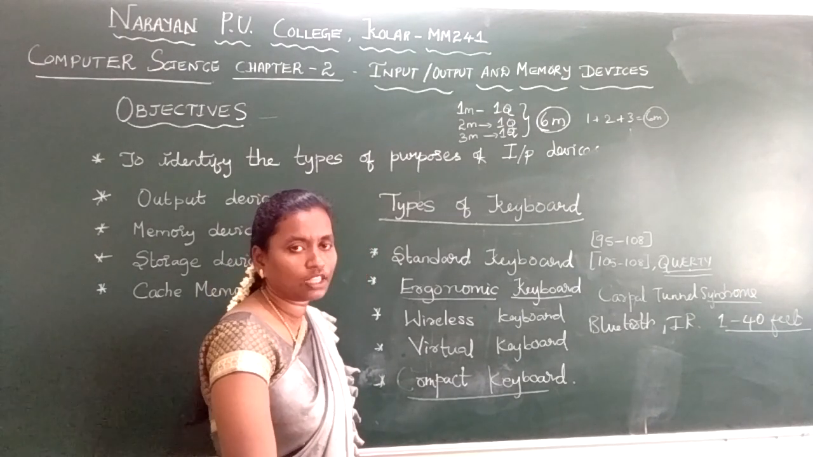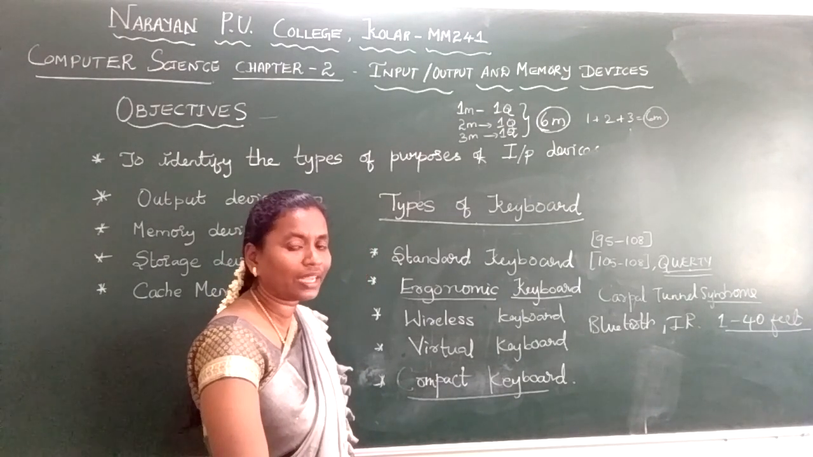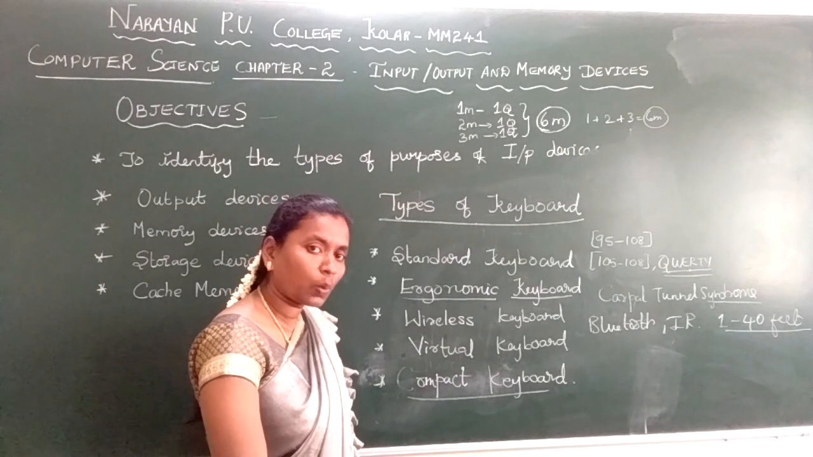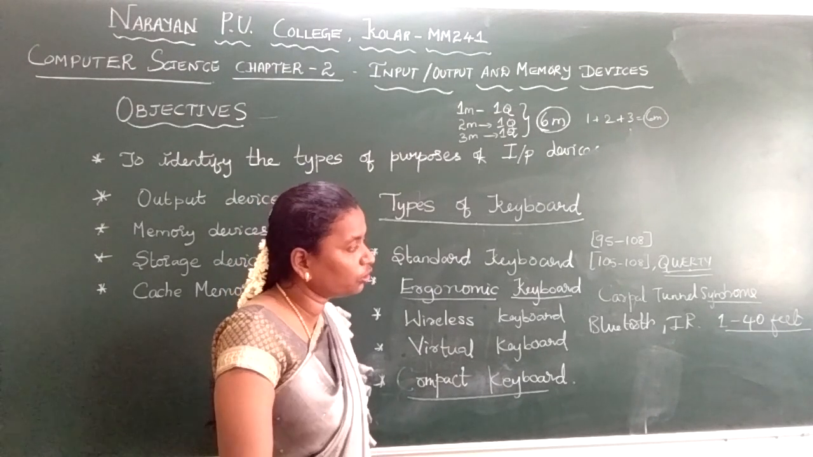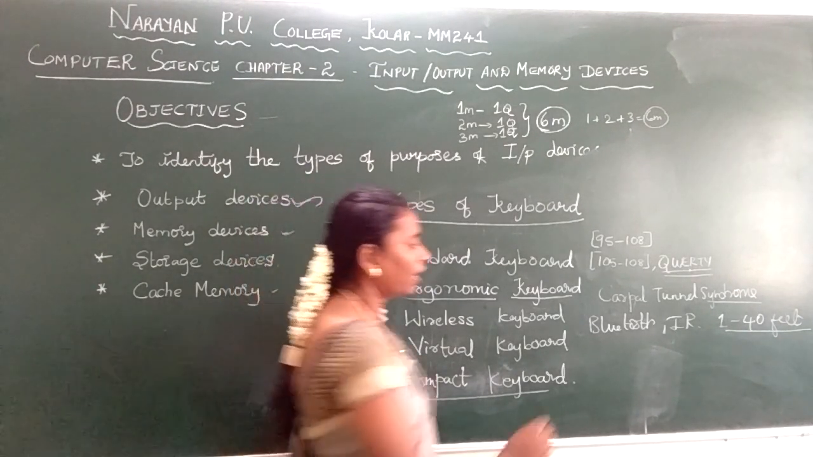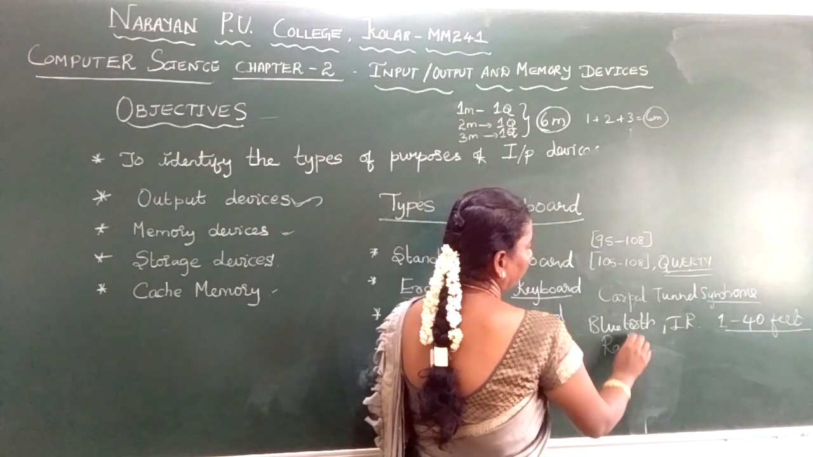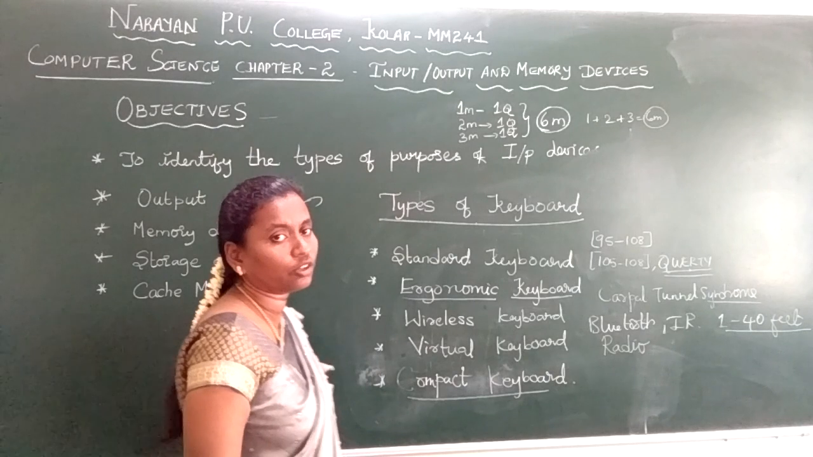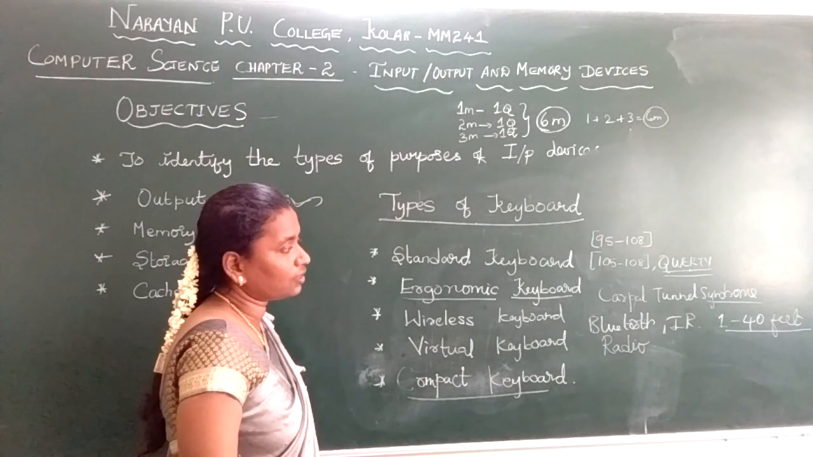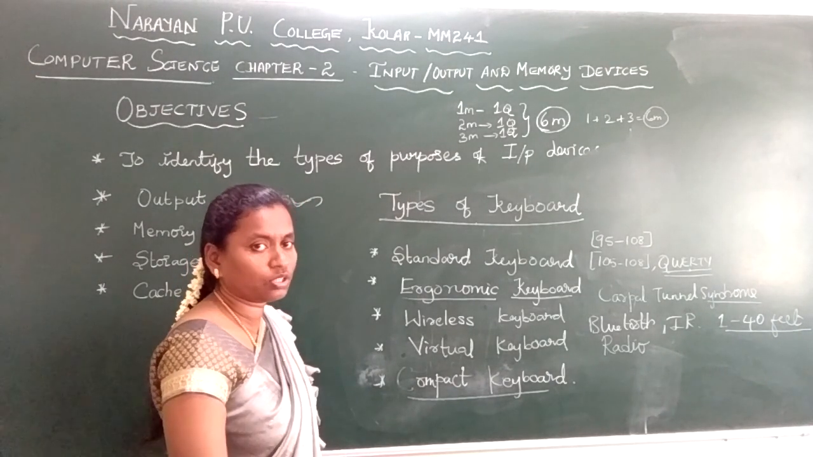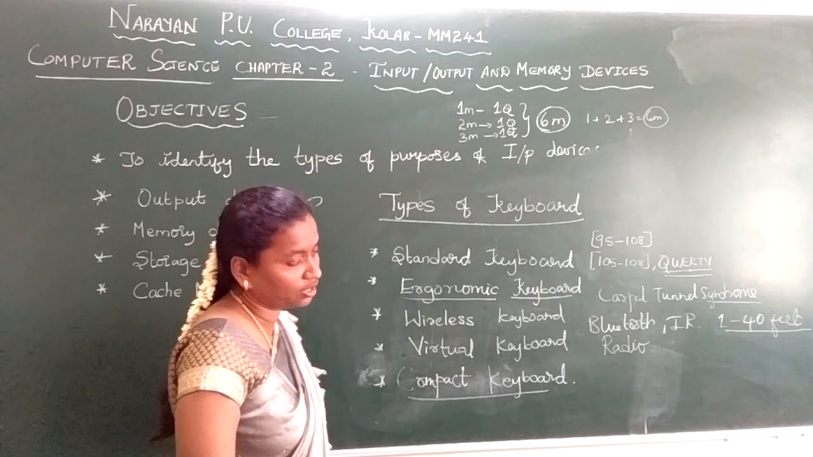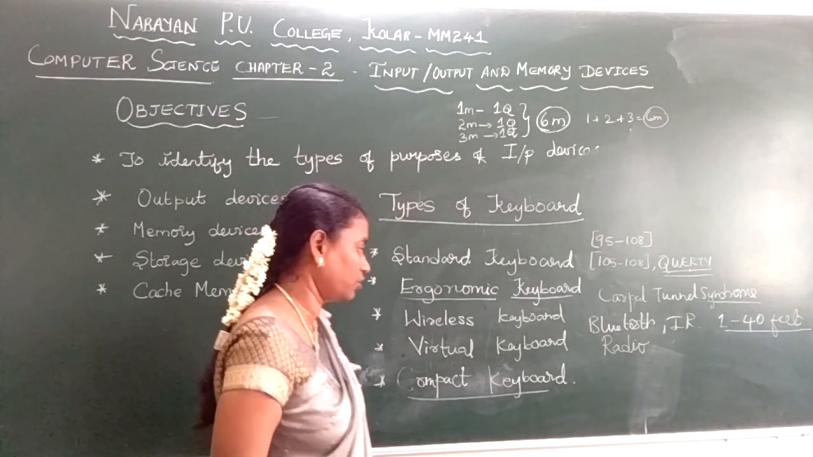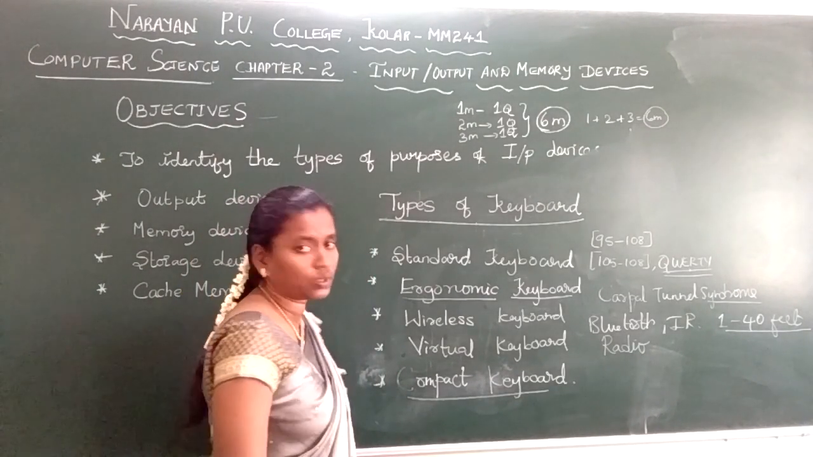Next we have the wireless keyboard. I told you it is not wired; it is a wireless connection. If it is a wireless connection, we need to use Bluetooth, infrared radiation and radio. We have radio frequencies to connect to your monitor. The monitor is connected to your keyboard with the help of these. And the distance we should maintain between the keyboard and the monitor is 1 to 40 feet. Okay. Next is the virtual keyboard.